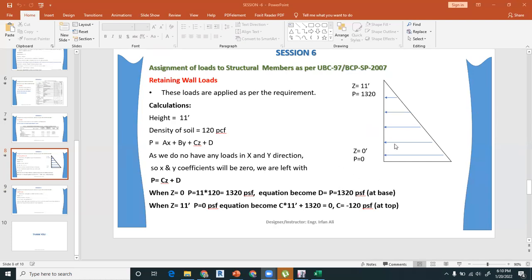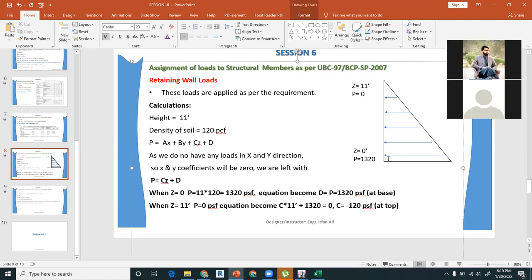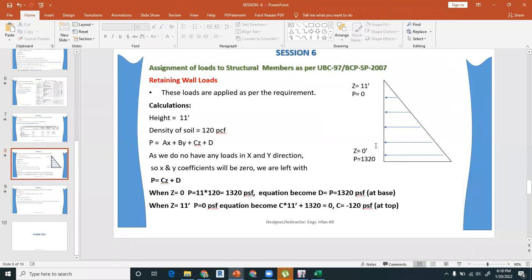So one of the students asked me about the pressure calculation for the retaining wall. It is actually a mistake. It is not 1320, it is actually 0 at the top, and here we have 1320, right? That pressure in here is 1320, and pressure at the top is 0. But ETABS is taking it as Z11 at the top and Z0 at the base. That's why we have written this calculation on the basis of ETABS.